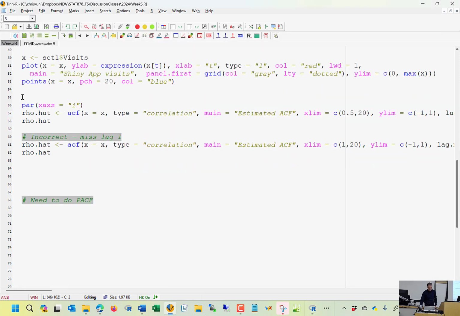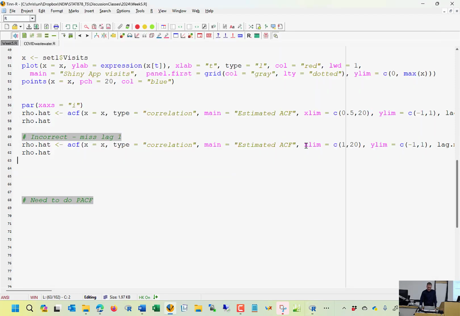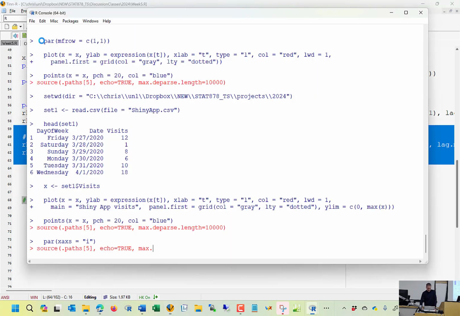Okay. So I'm going to set this argument to be i. And also, I'm going to set my x-axis limits to be 1 to 20. So lag 1 to 20. Because remember, this is with the ACF plot. Because remember, lag 0 will always be a value of 1. And often we don't want to display that. And so this is what I get for my plot.